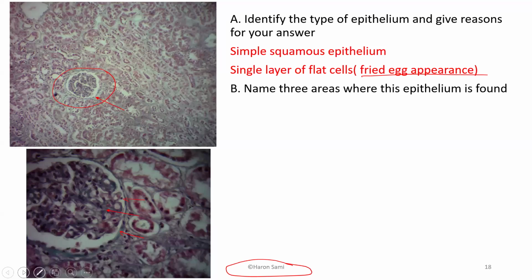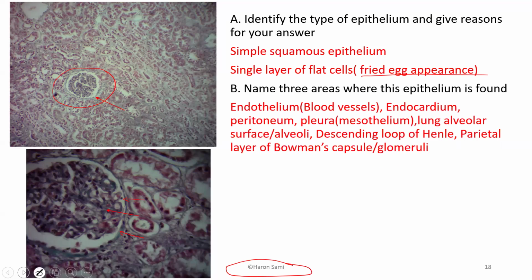Bowman's capsule, corneal endothelium. That is very good. Instead of just saying cornea, because cornea has 5 layers, you can tell us which specific layer is simple squamous. It's the corneal endothelium. That's wonderful. Mesothelium, wonderful. I think I am good with those answers.